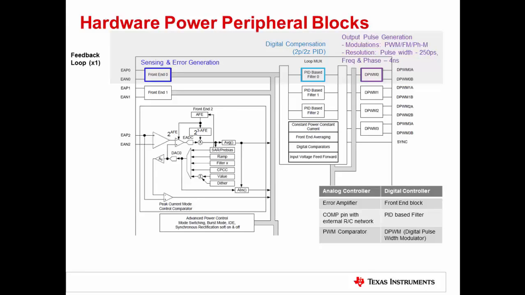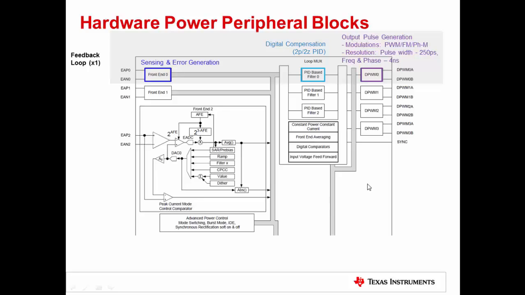In the analogous world of analog controllers, the front-end block would be similar to the error amplifier. The digital compensation block would be very similar to the compensation pin of an analog controller with the external R's and C's used in the compensation network. And finally, the DPWM block would be similar to the PWM comparator in the analog controller.